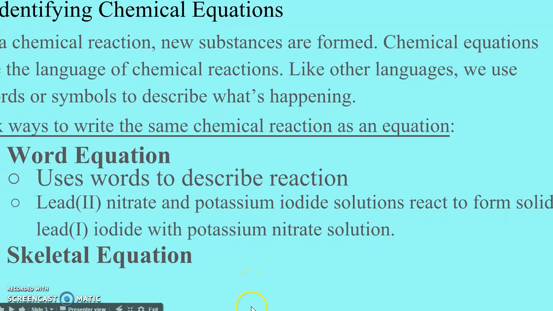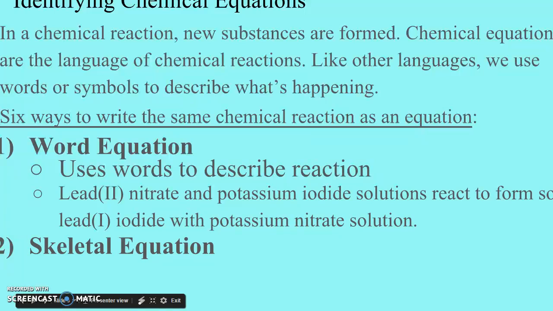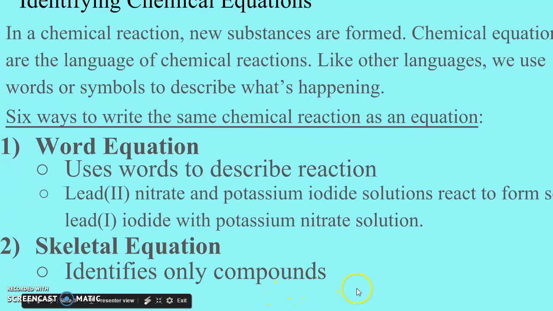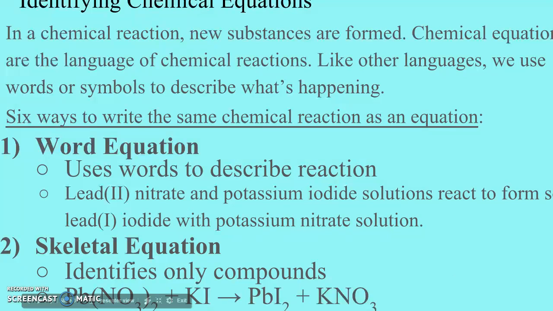The next type of equation is a skeletal equation. The skeletal equation is basically you're writing only the compounds, you're not balancing it. So if I were to look at only the compounds here, I have the same equation from above. I've just written out lead 2 nitrate as Pb(NO3)2 plus KI, potassium iodide, reacts to form PbI2, which is lead 1 iodide, and then KNO3, which is potassium nitrate.